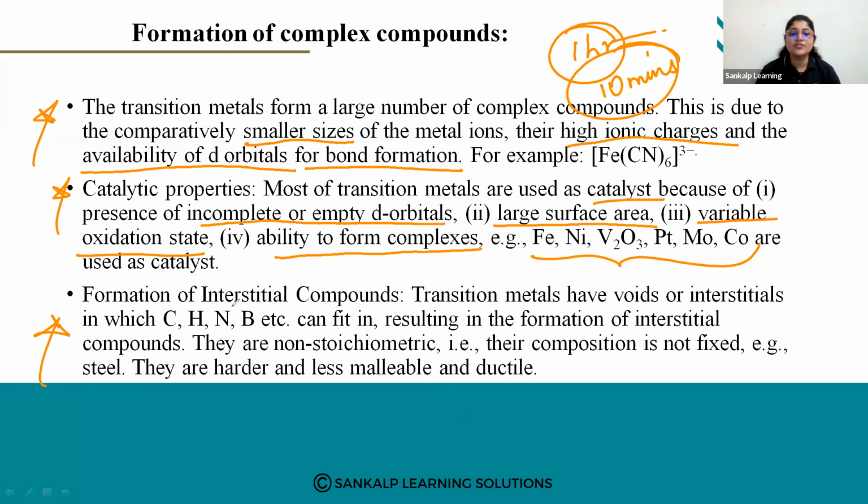So next is formation of interstitial compounds. So transition metals have voids. Voids means what? Small spaces. Or interstitials. Interstitials also means small spaces. For example, this. This is called a void.